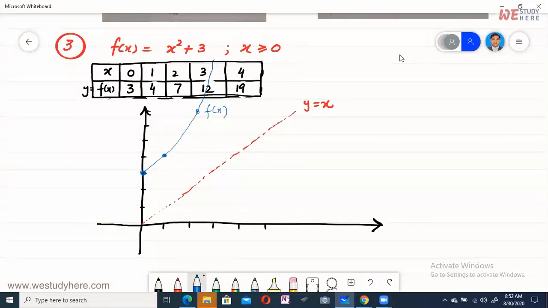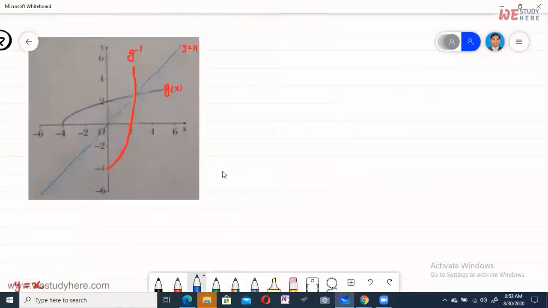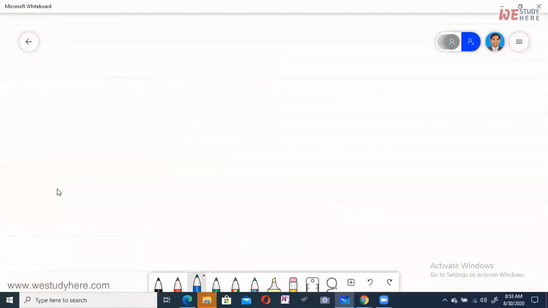Then for f inverse, as this starting from 3, this is 2, this is 1, and this side 1, 2, 3. Here we will start from 3, and the image of this graph we have to draw this side. Image of that graph will be like this. This is the graph of f inverse of x. Then we are going to do next question. Question number 4.